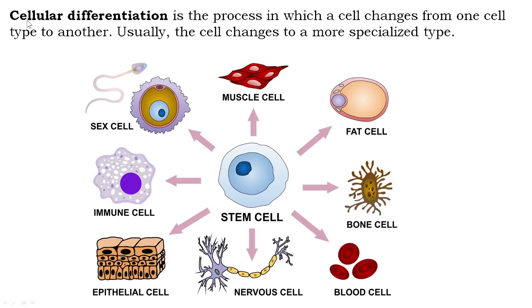Through the process of cellular differentiation. So cellular differentiation is the process in which a cell changes from one cell type to another, right? And usually the cell changes to a more specialized type.